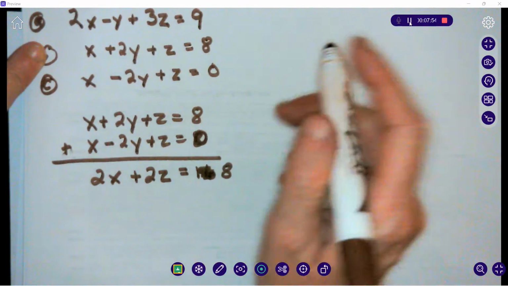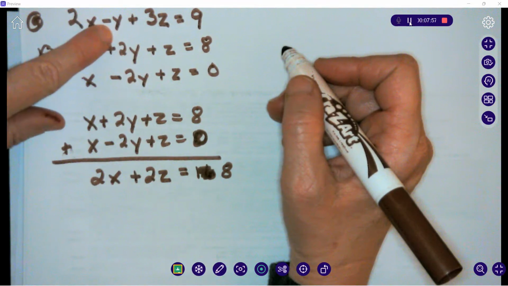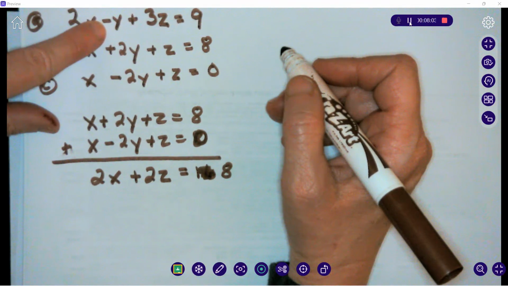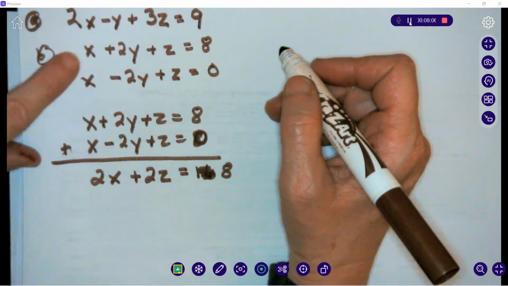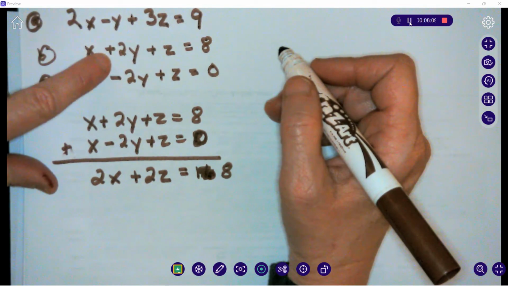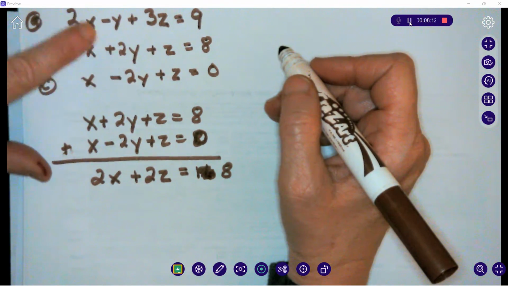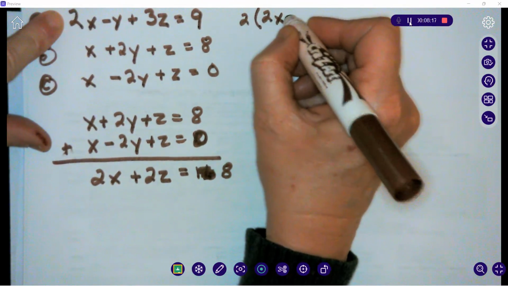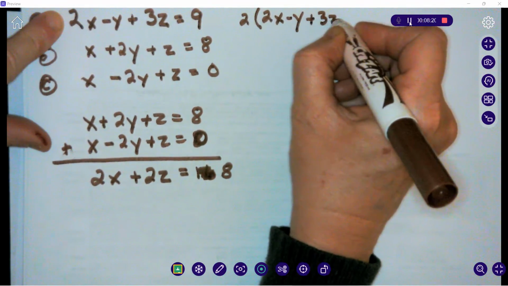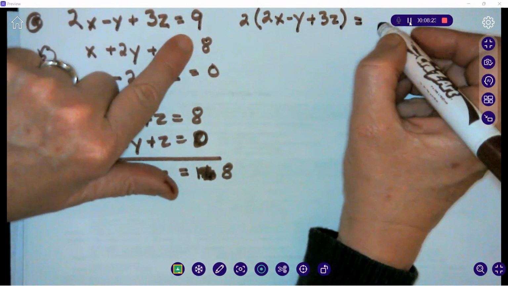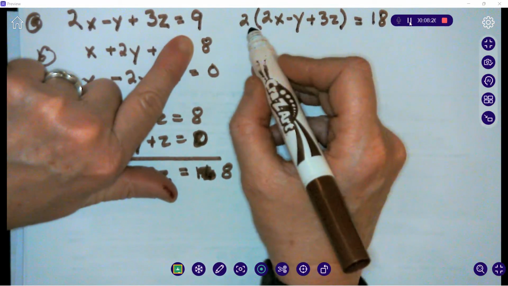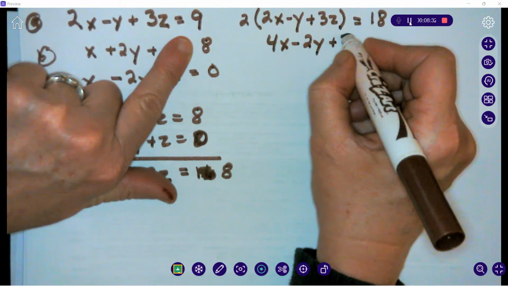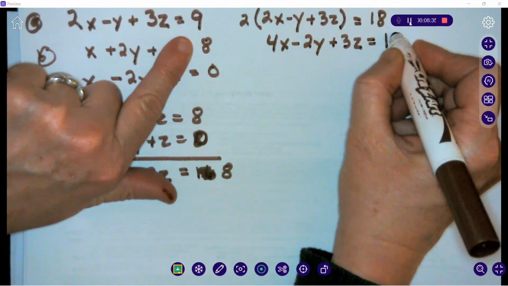When we add A and B, we can see that the y's are not the same. So if we added those two together, they wouldn't eliminate. So we have to multiply this first equation by 2 so that it would be negative 2y plus 2y. Then they would eliminate. So we're going to multiply this entire side by 2, and then we multiply this side by 2. 9 times 2 is 18. We're going to do the distributive property, which gives us 4x minus 2y plus 3z equals 18.